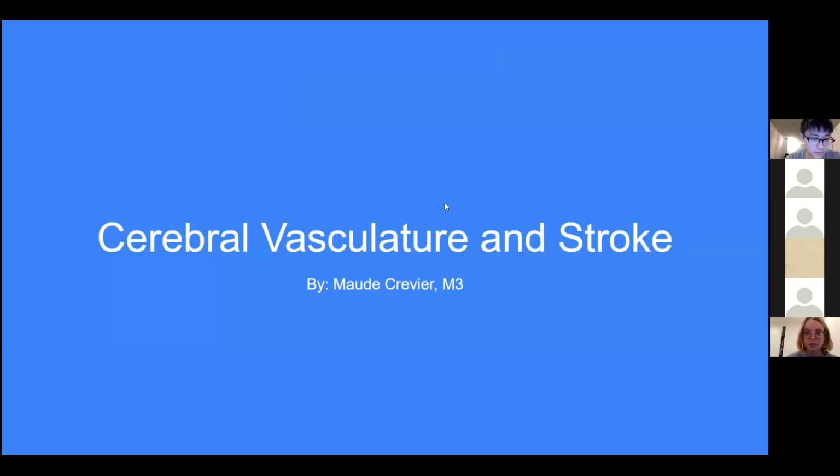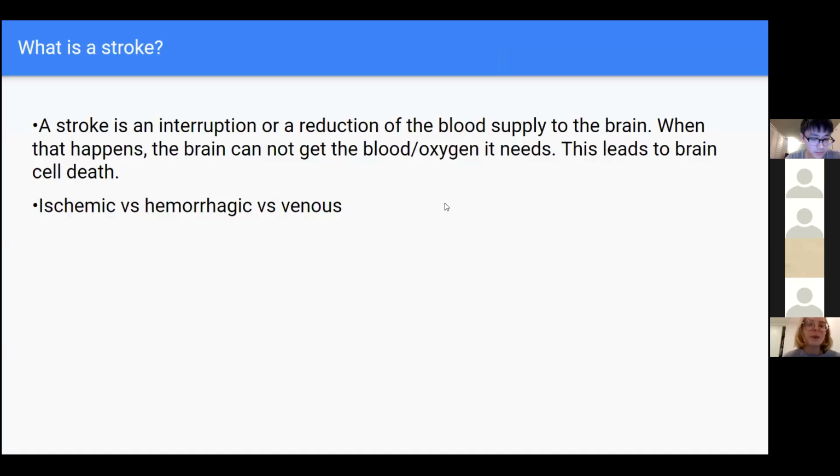So let's get started. First of all, we need to establish what is a stroke. A stroke is an interruption or a reduction of the blood supply to the brain. When that happens, the brain cannot get the blood or the oxygen that it needs, so this leads to brain cell death.